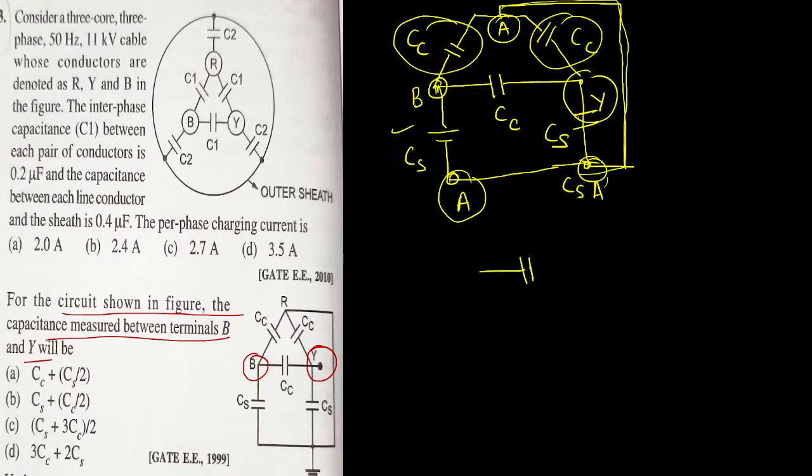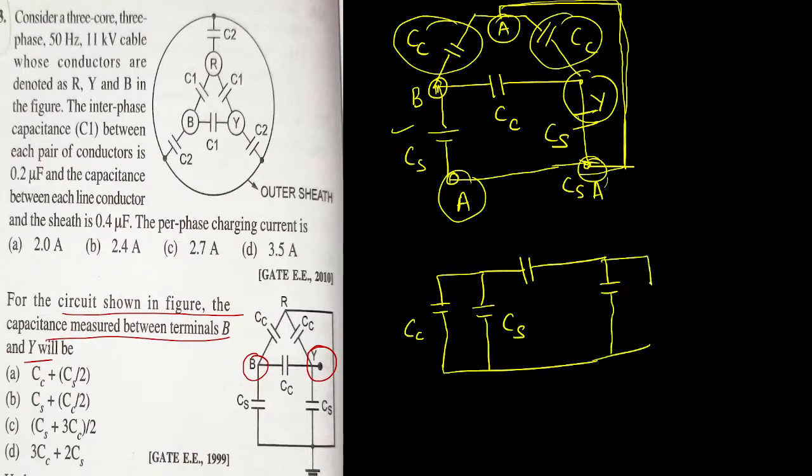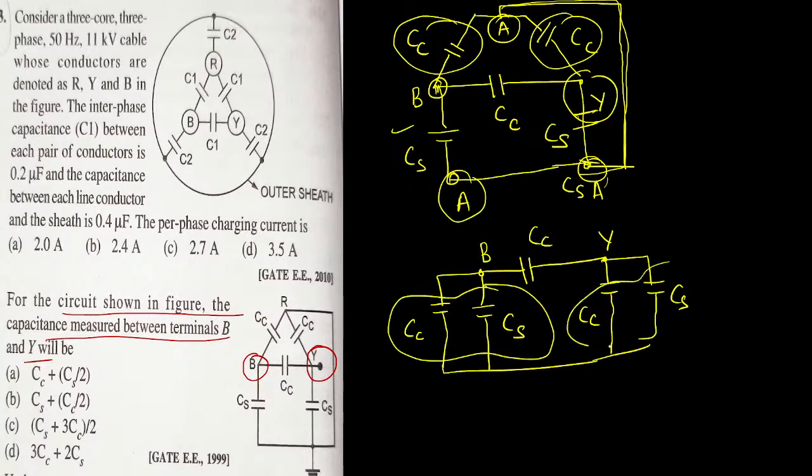It can be redrawn as follows. In between B and A, here we have the capacitor. In between C and A, there are two capacitors: CC and CS. Similarly here also the same, CC, CS. And here also CC, CS. Where are we measuring? This is B, and this is our Y point. Here we have CC. Anyway, these two capacitors are connected in parallel.